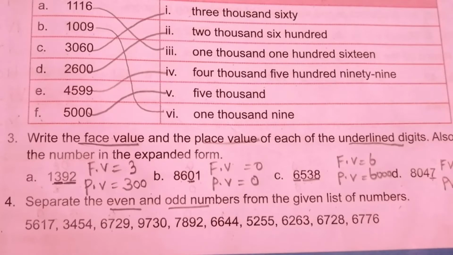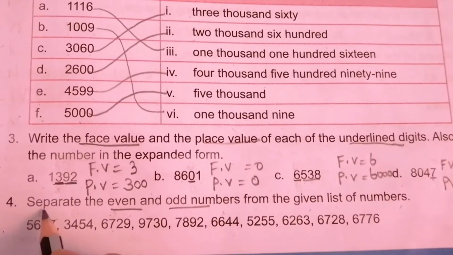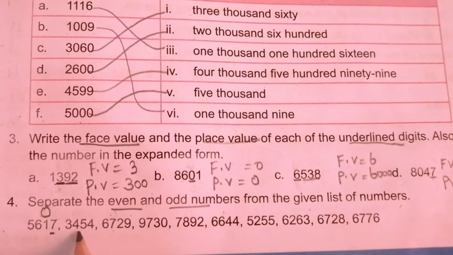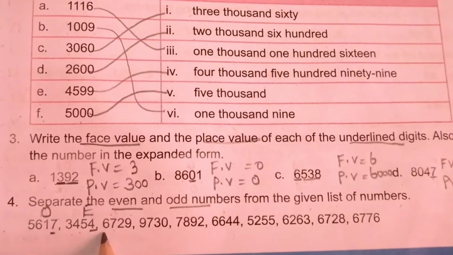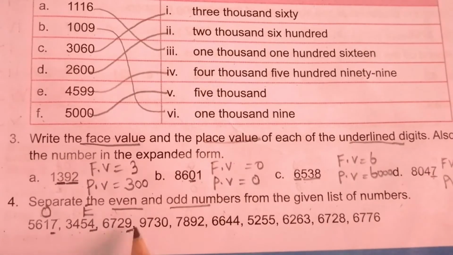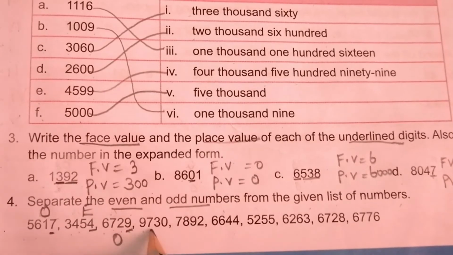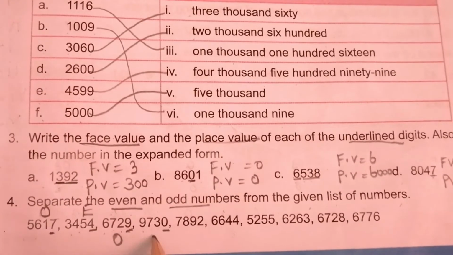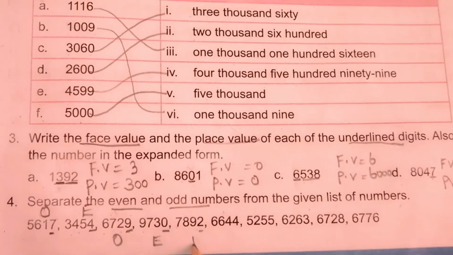4. Separate the even and odd numbers. 5617, 7 is odd, so this is an odd number. 3454, 4 is even, so this is an even number. 6729, 9 is odd, so odd. 9730, 0 is an even number. 7892, 2 is an even number, even.